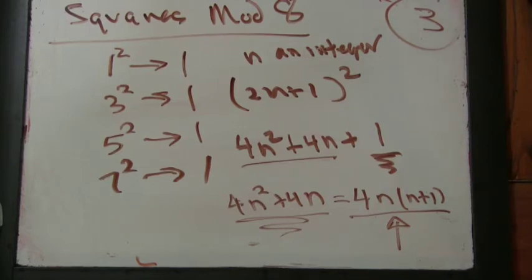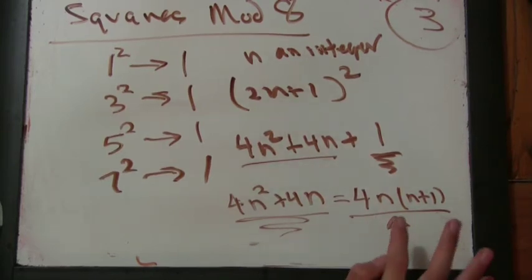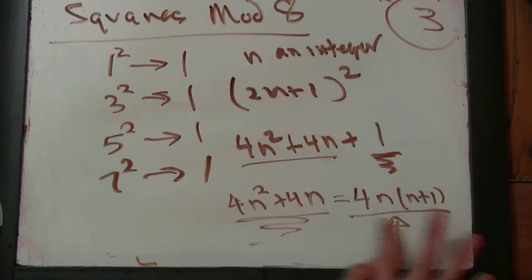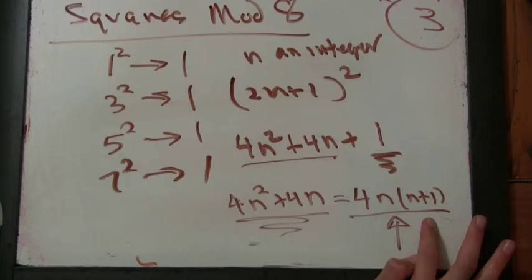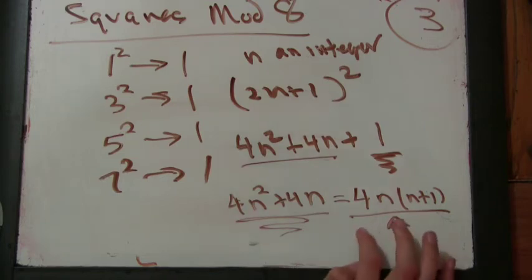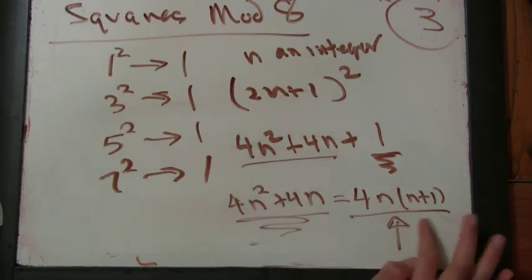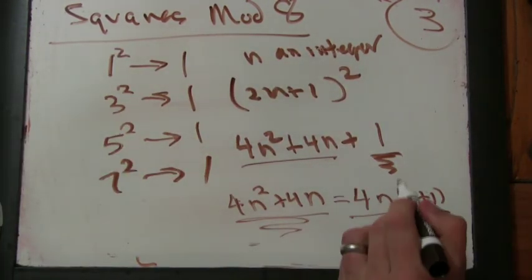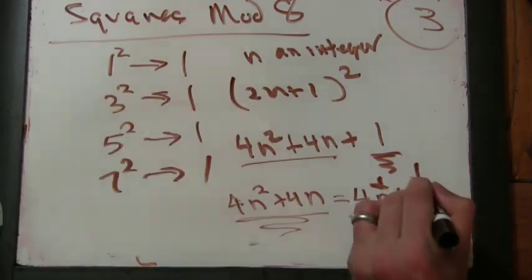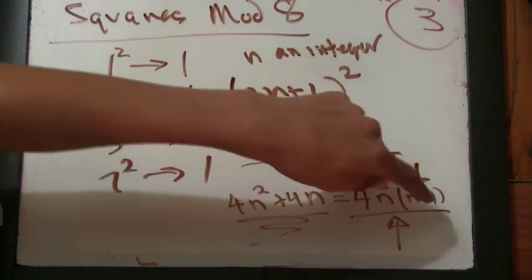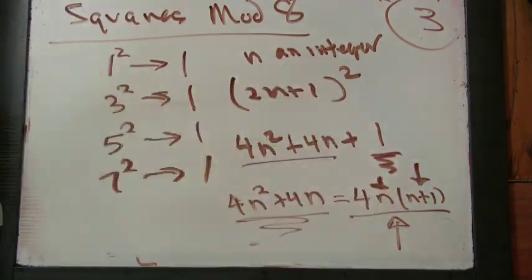Well, if n is odd, then n plus 1 is an even number. And if n is even, you have an even number times an odd number. So one of these two, n and n plus 1, will always be even. And so why does it always give me an 8? Because you can divide by 2. You can just take the 2 out of whatever is even and multiply it by the 4, and then you get an 8.